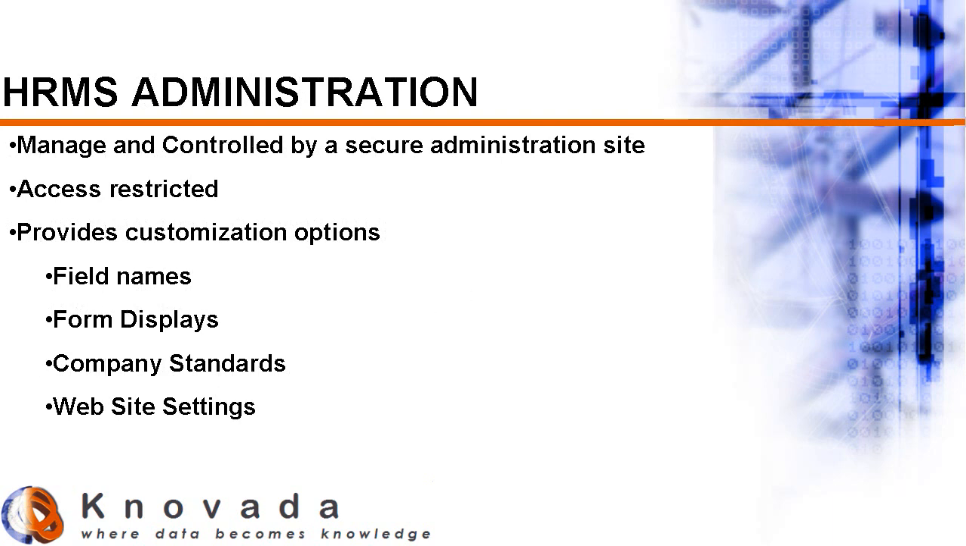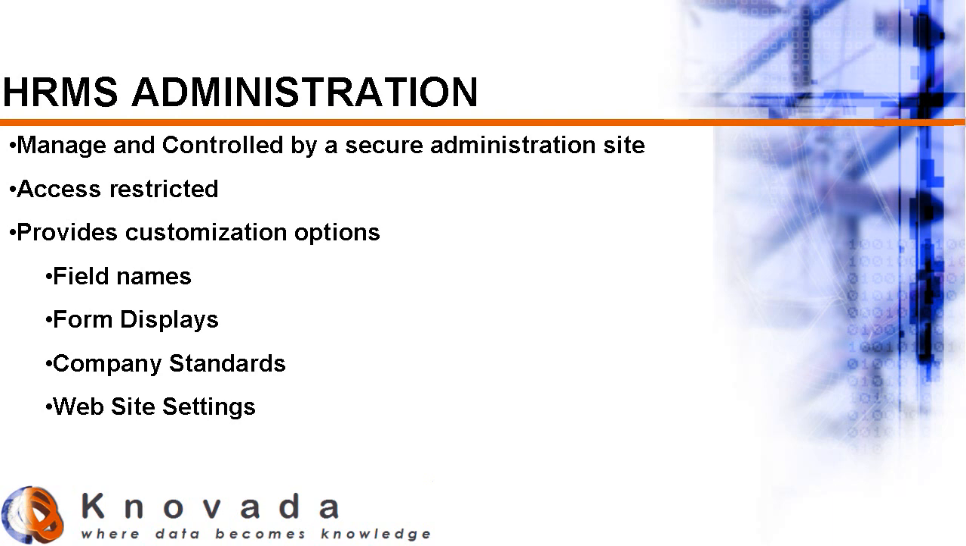In this demonstration, we will discuss how a company can manage and control their human resources management system through the HRMS administration module. The management and control being provided by a secure administration site, with access to the site being restricted to designated company employees, who either have system administration responsibilities or management personnel who require access to manage their employees. In addition, the HRMS administration site provides a company the opportunity to customize their site to meet their requirements.